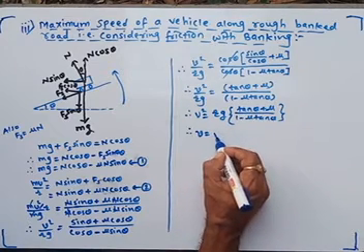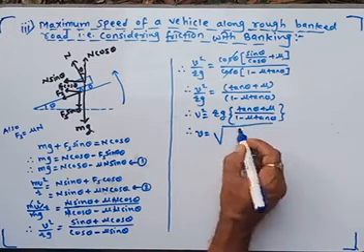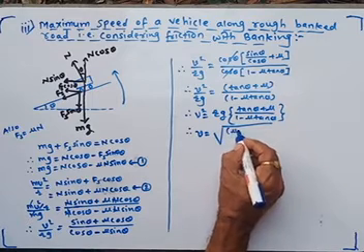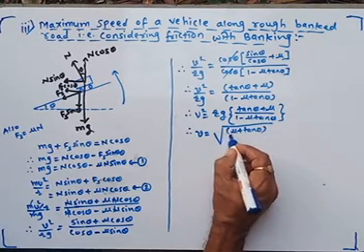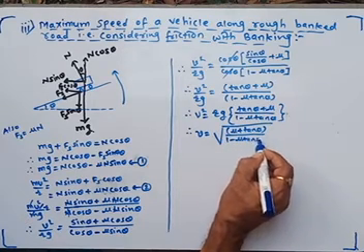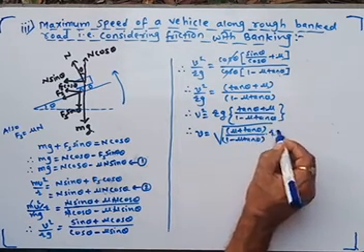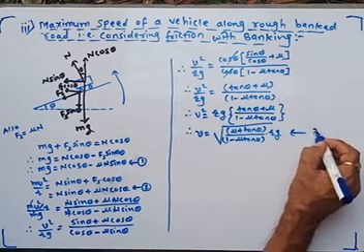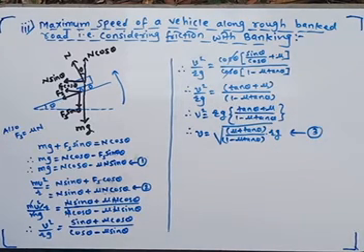Or in the square root I write like this, v is equal to square root of mu plus tan theta upon 1 minus mu tan theta into rg. And this is equation 3, the maximum safety speed for a vehicle in case of banked road and also considering the friction. Now this equation 3 can be converted into our earlier equations.